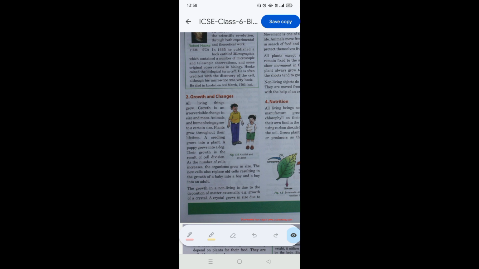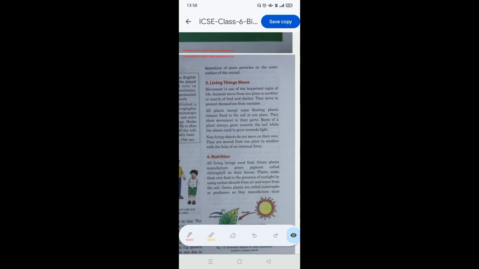The growth in a non living thing is due to deposition of matter externally. Example, growth of a crystal. A crystal grows in size due to deposition of more particles on the outer surface of the crystal.